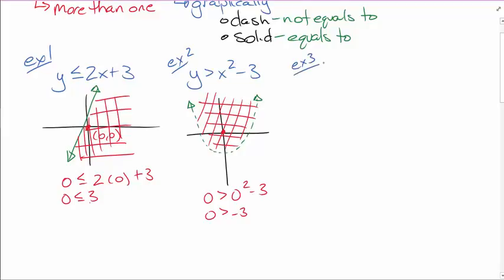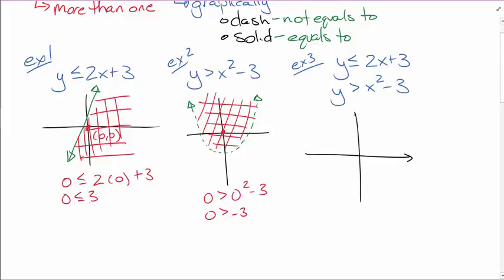Finally, in example 3, we're going to bring these together. y is less than or equal to 2x plus 3, and y is greater than x squared minus 3. We're going to graph both of these. We need to be careful to dot when appropriate and make solid when appropriate. The line here is going to be a slope of 2, y-intercept of 3, and that's solid because of the equals. The quadratic is going to be dotted or dashed. It's an x squared that's been shifted down 3 units. These two curves are going to intersect twice.